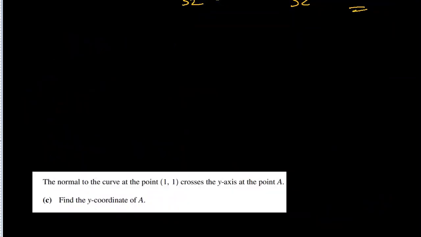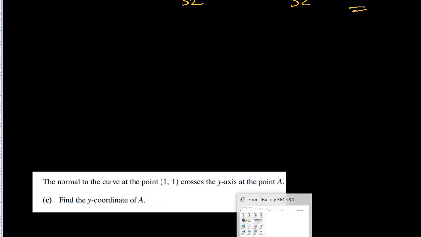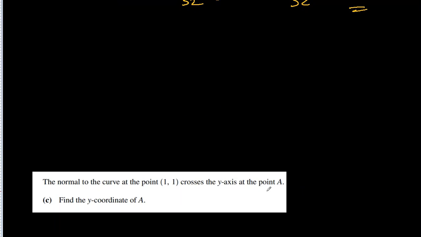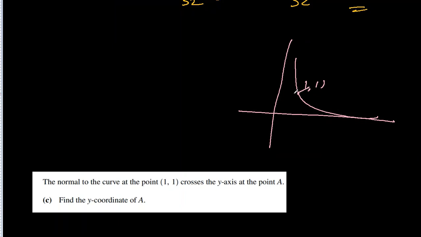The normal of the curve at (1, 1) crosses the y-axis at A. Find the y-coordinate of A, y-coordinate, okay? So this was the curve, something like this. (1, 1) was somewhere here. This is the normal, so it crosses the y-axis, yeah, at A. Now we know that at the y-axis x is 0, so they are not asking you the x-coordinate, they're asking just the y-coordinate of this. So to find, because the normal is the one that is crossing the y-axis, we should write the equation of a normal first.